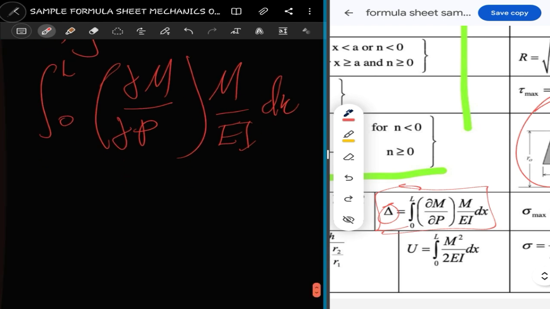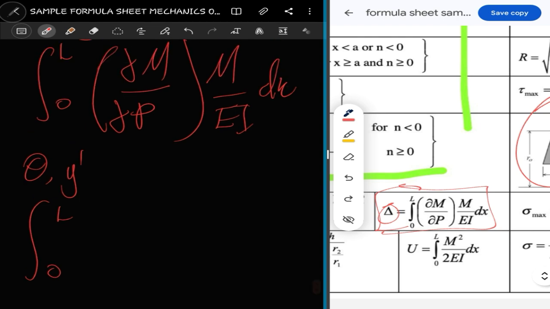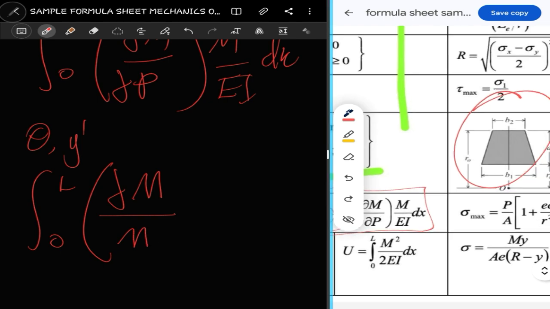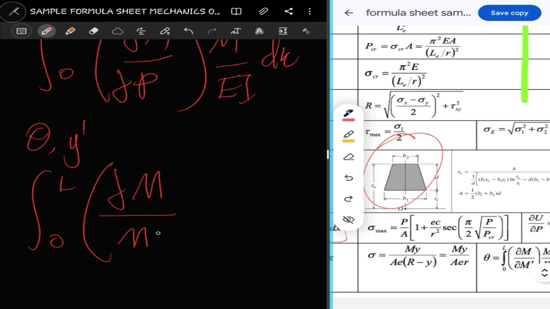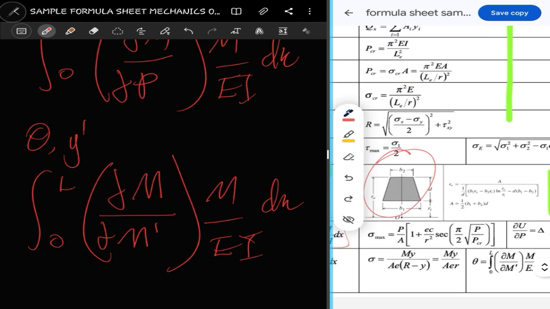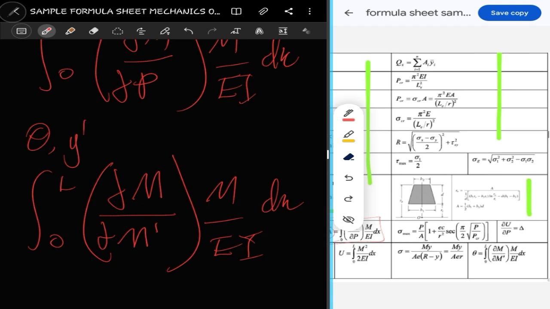But then for the slope, which is this, right? If you see this, the integration acting on the entire beam, the entire length of the beam, but here we do the partial derivative with respect to M. So we put something, where is it? Yeah, put something here like this. But the rest is the same. EI dx, right? Yeah. So what's next?